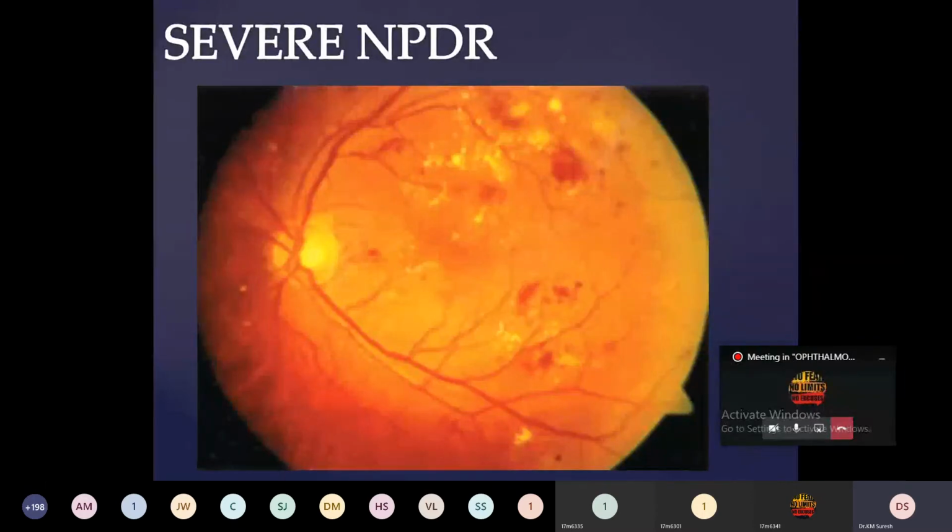This is moderate NPDR with a few dot and blot hemorrhages and early exudates. Severe NPDR: all these changes are present in various quadrants. This is a case of severe non-proliferative diabetic retinopathy. I'm still calling it non-proliferative because in this particular field no new vessels have formed. There are no new vessels near the disc, and no new vessels in the periphery, or elsewhere. NVE and NVD: NVD is neovascularization near the disc.